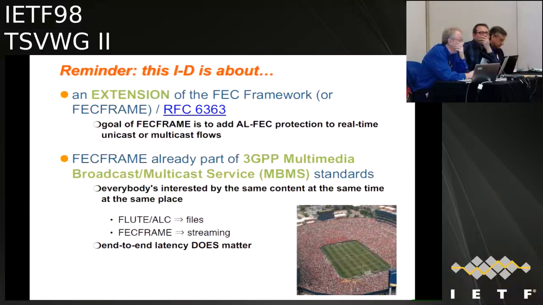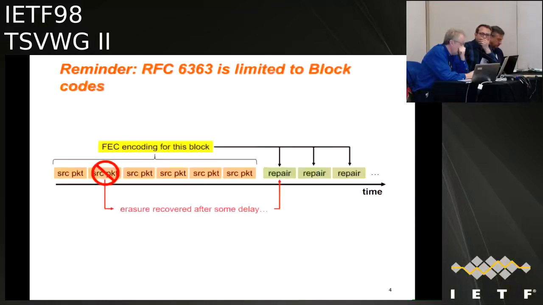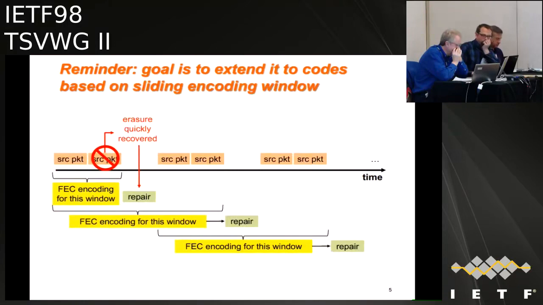So you broadcast the content using a FEC scheme for protection. If you are sending files, you are using something else. If you are sending real-time flows, then you are using FECFRAME. Just to remind you that, as it is specified in RFC 6363, FECFRAME is limited to block codes. And what we are proposing is to add the possibility of using another kind of FEC scheme that is based on a sliding encoding window.